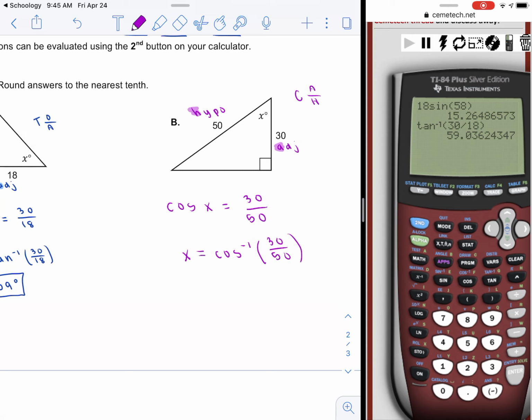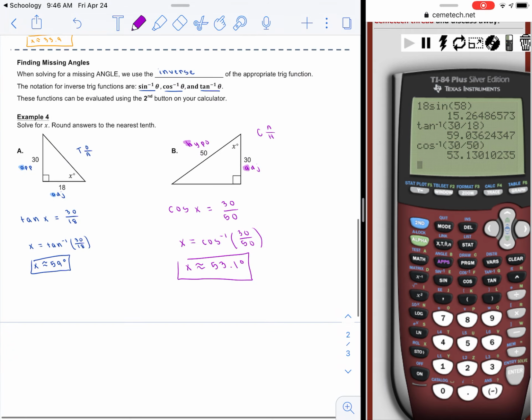So using my calculator, I'm going to do second, and then that button that says cosine, because above it is the cosine inverse, and I'm going to type in 30 divided by 50. Now, if you reduce 30 divided by 50 to 3/5, great. It doesn't matter if you reduce or not, because in the end, you get the same exact answer. You should be getting an angle of approximately 53.1 degrees. So those are the notes for today.